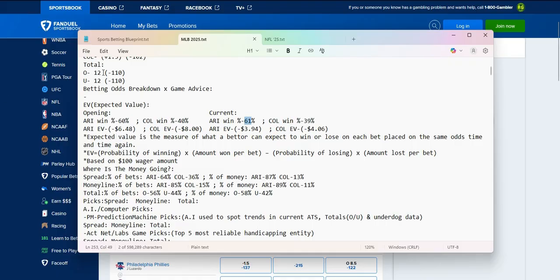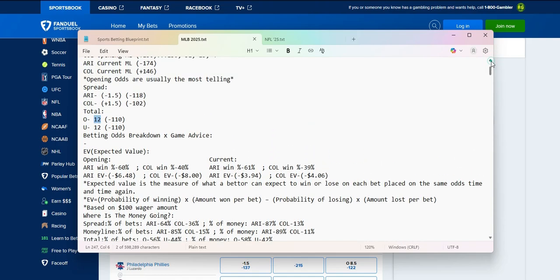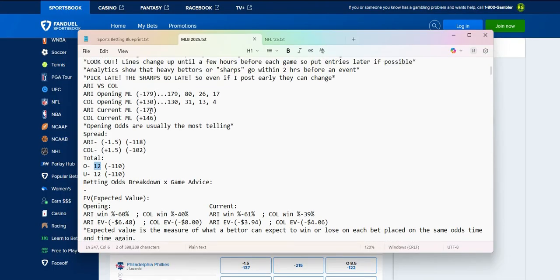That is based off this 12 total right here. You're probably going to see a lot of people going under, but the totals have been relatively high lately. I would go over that total, and with Arizona getting 89% and 85% of the betting and 89% of the money and 87% of the money on the run line, there's a lot of money for the sports books to cash out. Arizona looks good across the board.